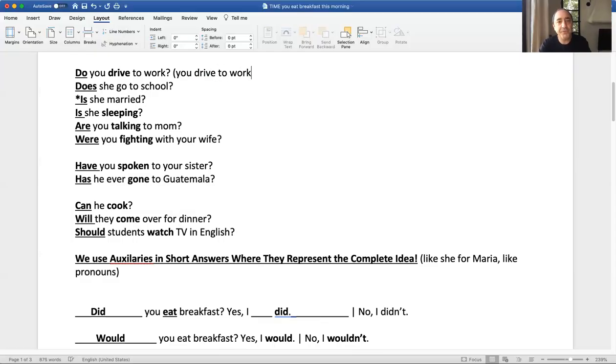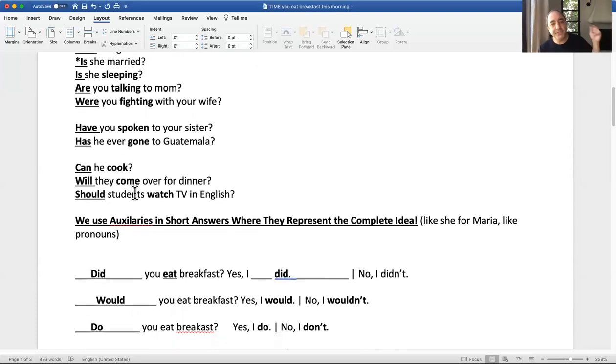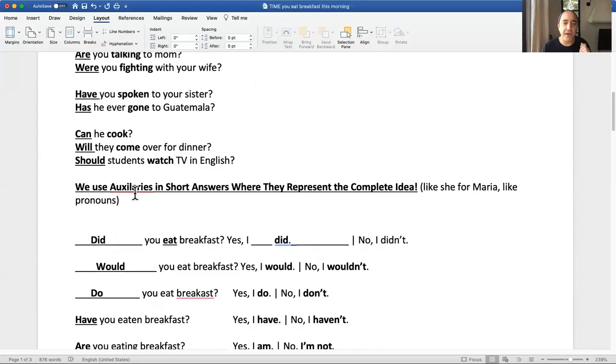Okay, that is possible in English, in very relaxed conversation, but if you're relying on that most of the time to make questions, it's not going to sound like correct English. To make a question, you have to start with the auxiliary. Okay, number 2, we use auxiliaries in short answers.